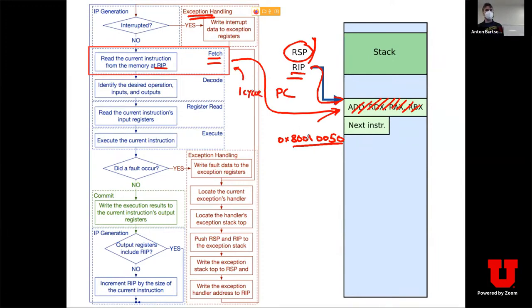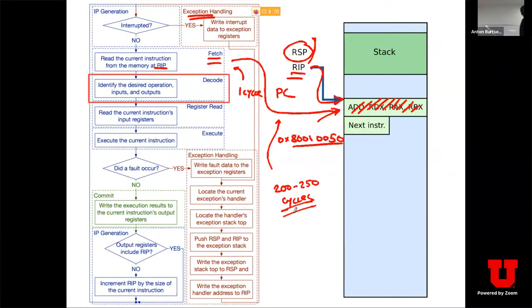Because the typical distance to memory is roughly 200 to 250 cycles, right? So if you pay this price every time, it means your CPU is doing nothing for 250 cycles, just waiting for this read. So the CPUs themselves know how to optimize it.